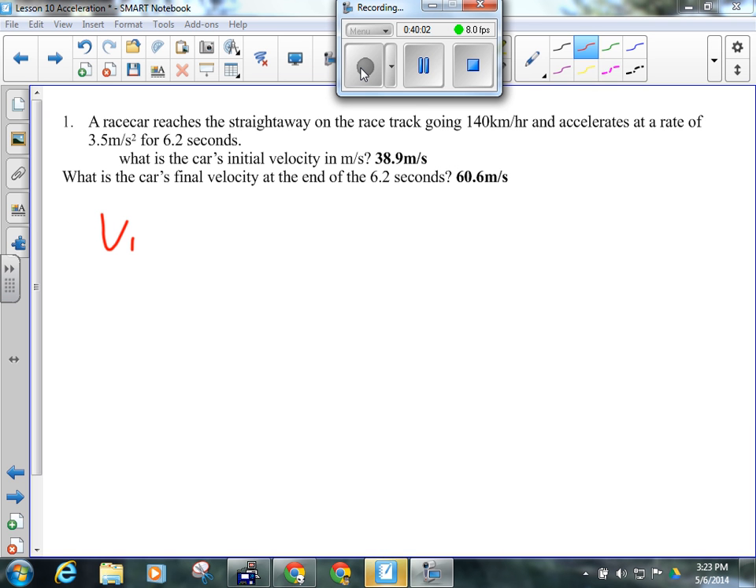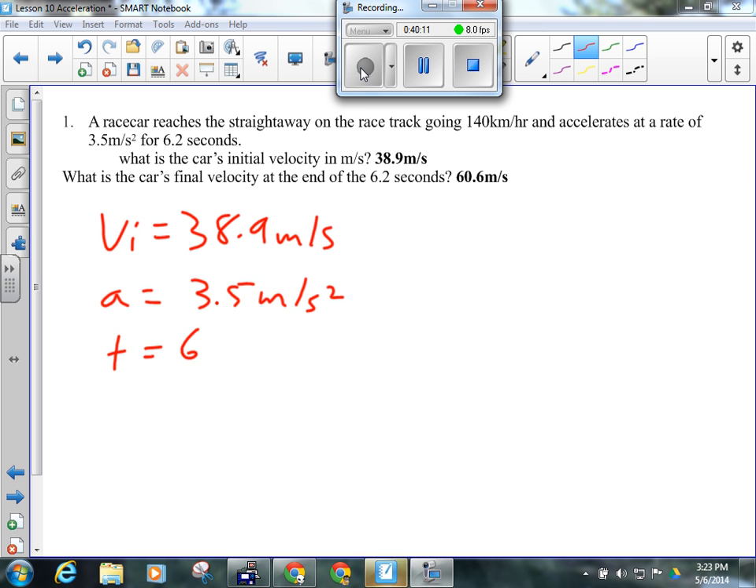So we know VI is 38.9 meters per second. We know the acceleration is 3.5 meters per second squared, and we know the time is 6.2 seconds. We're looking for VF, right? So you do your manipulation of the formula and solve for VF. All the answers are on there, guys, in bold, so you can check your work as you go.